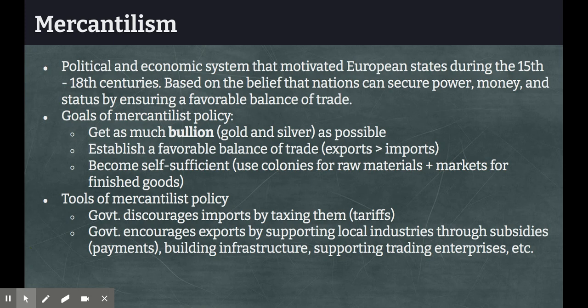So, there's three big goals of mercantilist policy. The first one is to get as much bullion, which is gold and silver, as possible. The second goal is to establish a favorable balance of trade. What this means is you want to be having more exports, so you want to be sending more goods out of your country than imports, or taking goods into your country. So you want to be sending out more stuff than you're taking in. And the third goal is to become self sufficient.